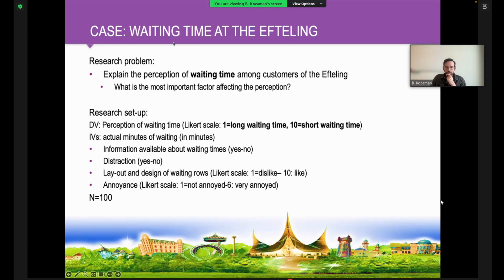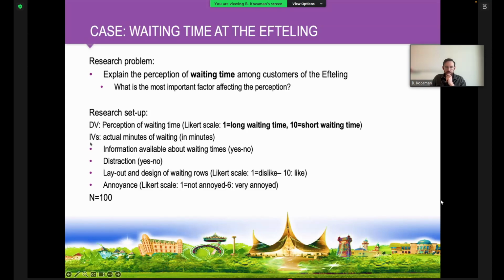Here we have a problem related to waiting time at the Efteling. We want to explain the perception of waiting time among customers of the Efteling, and understand what's the most important factor that affects the perception of the waiting time. It's not necessarily the time that passed while you were in line, but more your perception of the waiting time. Here the dependent variable is perception of waiting time, on a Likert scale. Notice that 1 is a long waiting time and 10 is a short waiting time.